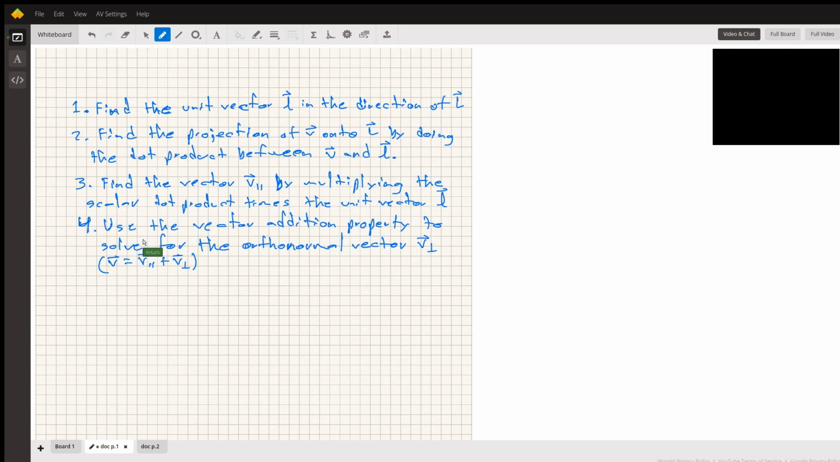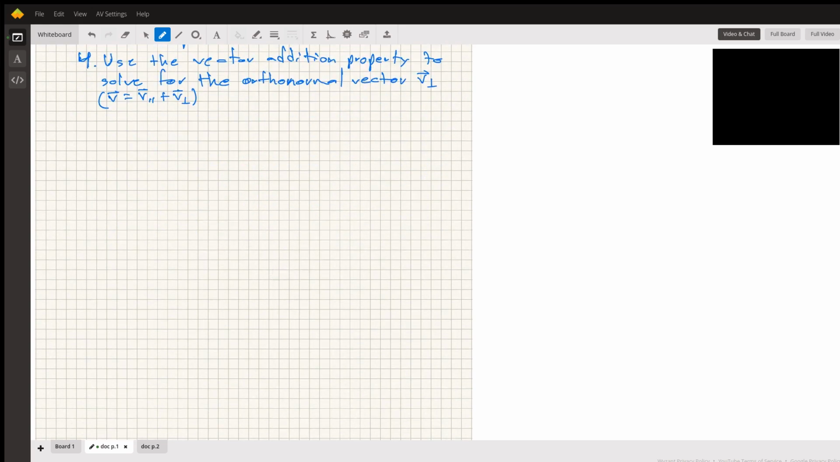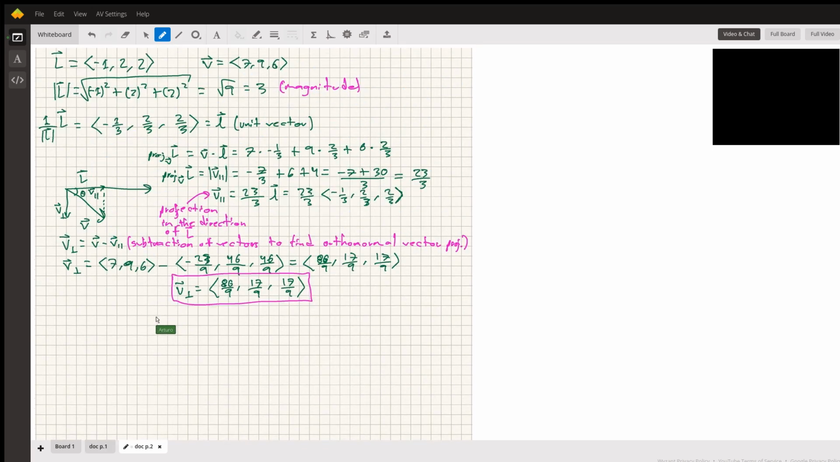And then number 4, use the vector addition property to solve for the orthonormal vector v perpendicular, given the fact that the vector v itself is the addition of the components, one parallel to the vector capital L, and the other perpendicular to the vector capital L. Then we're going to move on to document page 2.